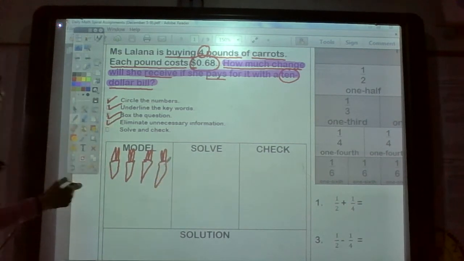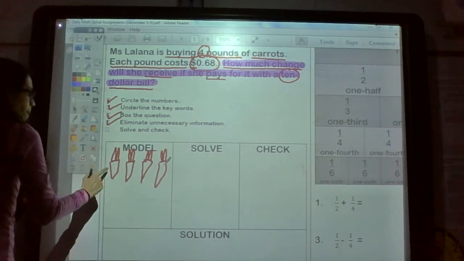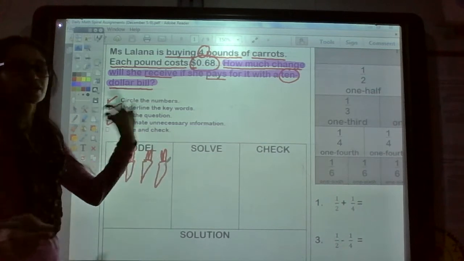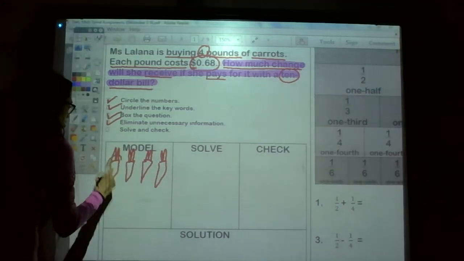Oh, all the carrots are different shapes. It looks like it's getting bigger and bigger. All right, that's okay. So we're not talking about 1 carrot. It's a pound of carrots, okay? So I'm going to go ahead and just circle that.